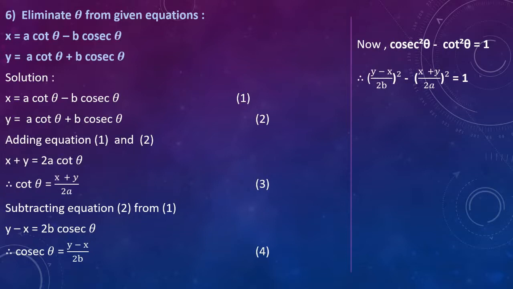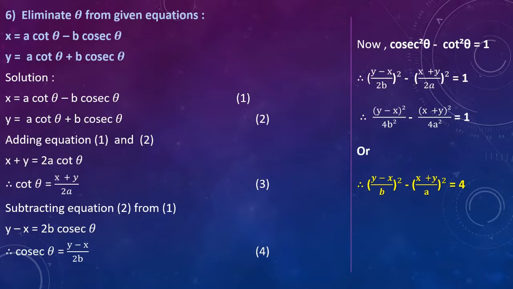So ((y minus x) upon 2b) the whole square minus ((x plus y) upon 2a) the whole square is equal to 1. Therefore (y minus x) square upon 4b square minus (x plus y) square upon 4a square is equal to 1. Or it can also be written as ((y minus x) upon b) the whole square minus ((x plus y) upon a) the whole square is equal to 4. So as you can see here, there is nothing like theta in this equation. So we have completely eliminated theta from the equation, and our equation is in the form of x, y, a and b.